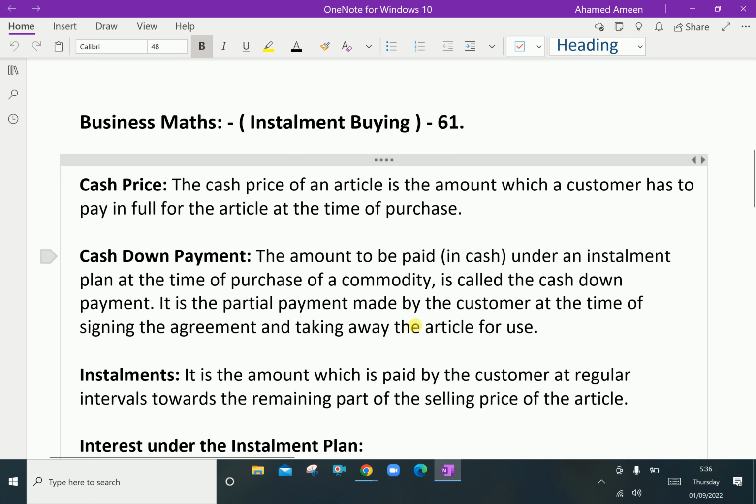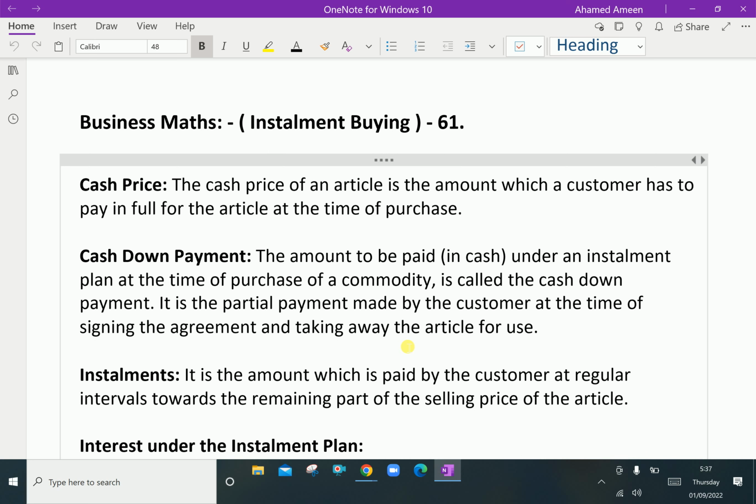You may notice advertisements like "pay just ₹1,000 and take home a color TV, rest in easy installments," or "buy a car of your choice by paying 1 lakh and the balance in easy installments." Such plans attract customers, especially the common man who could not buy costly articles like a car, scooter, fridge, color TV, etc.